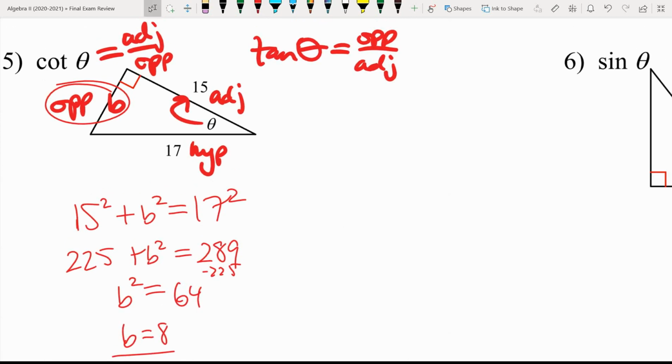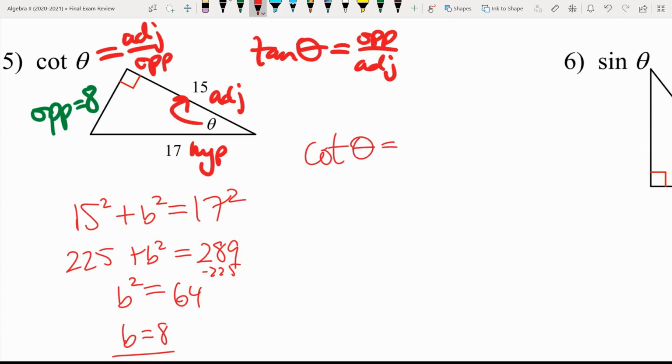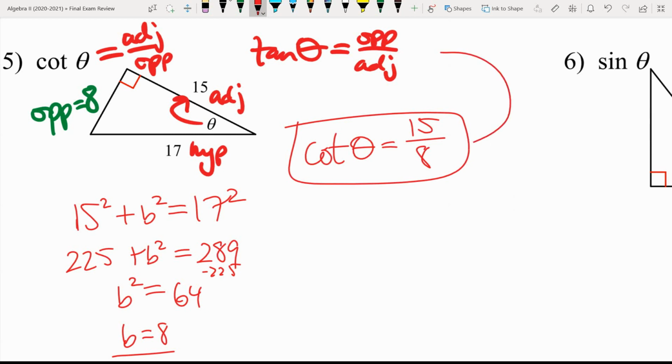So now we know that this side over here is 8. Okay? So now I'm looking at adjacent over the opposite side, which I just found, which is 8. So when I write my final answer for cotangent of theta, you have to make sure you have an angle you're taking cotangent of. Cotangent of theta, adjacent side, 15, opposite side, 8. That's your answer. And for context, that means that tangent would have been 8 over 15, just the upside down of that, the reciprocal. Multiplicative inverse, fancy name for it.